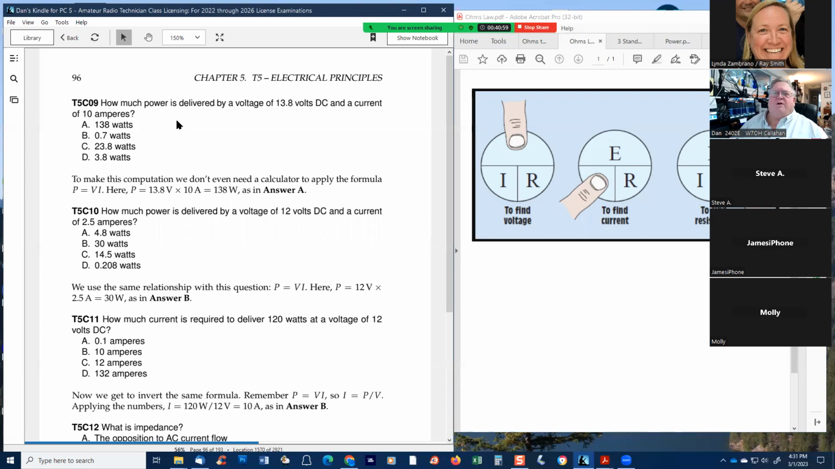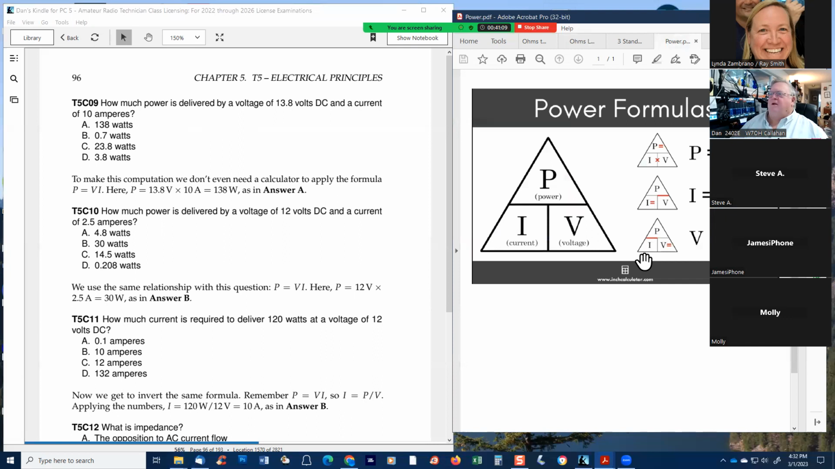How much power is delivered by a voltage of 13.8 volts DC and a current of 10 amps? Well, remember, go back to the power one. Power is current times voltage. So we have those two. We have 13.8 times 10. That's 138 watts. This is a really useful tool.